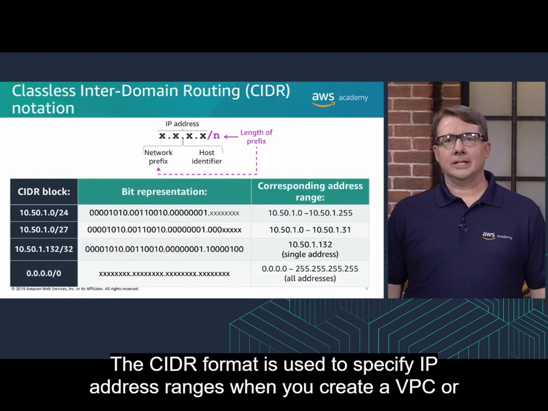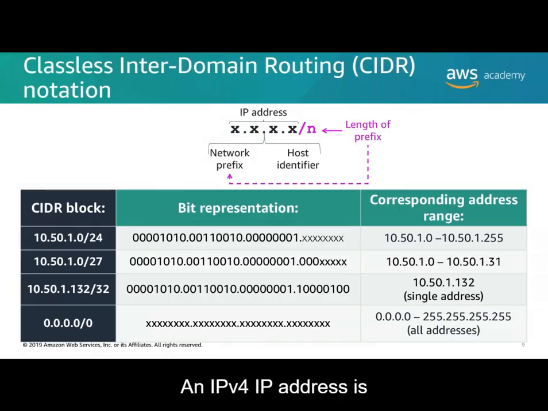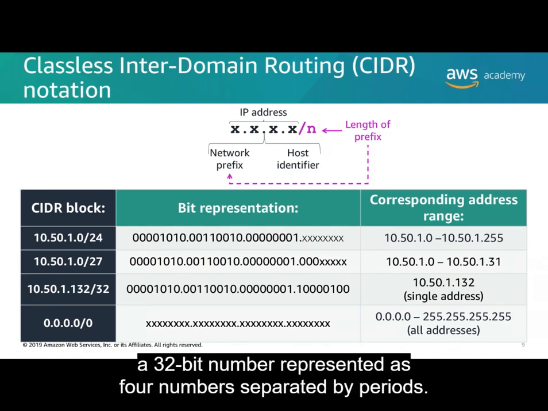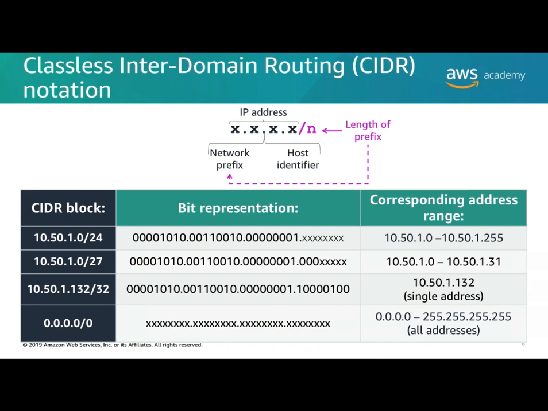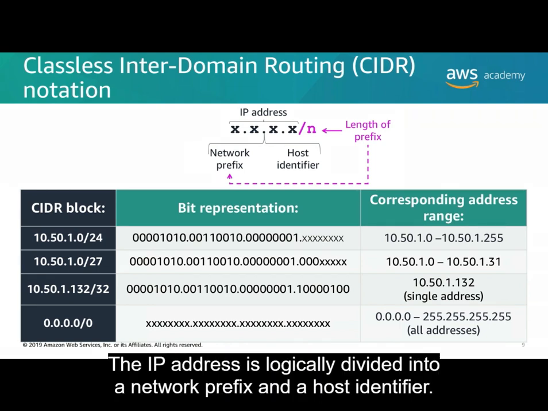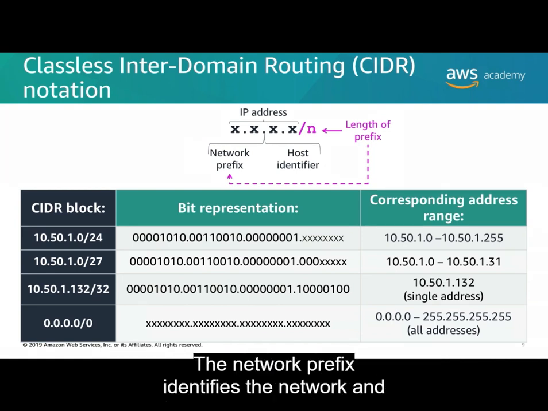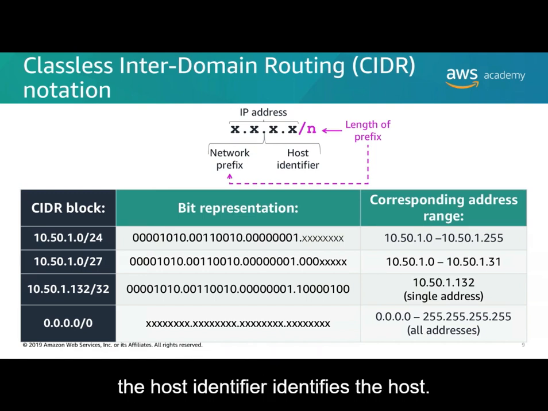The CIDR format is used to specify IP address ranges when you create a VPC or a subnet. An IPv4 IP address is a 32-bit number represented as 4 numbers separated by periods. Each X is an 8-bit number, or a byte, that can have a value between 0 and 255. The IP address is logically divided into a network prefix and a host identifier. The network prefix identifies the network, and the host identifier identifies the host.